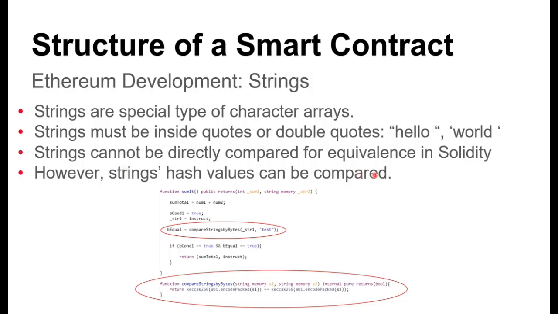Strings cannot be directly compared in Solidity. So what Solidity does is compares the hash value of the strings. So if the hashes are the same, the strings are the same. If the hashes are equal, the strings are equal.